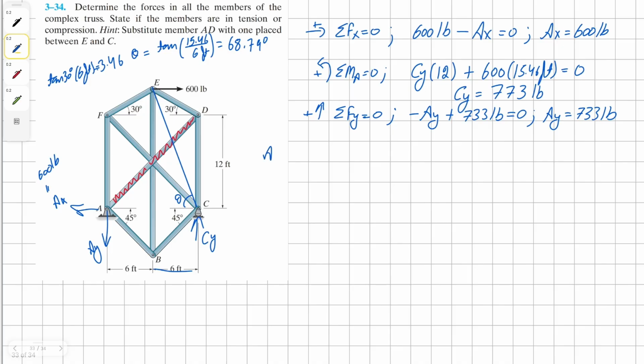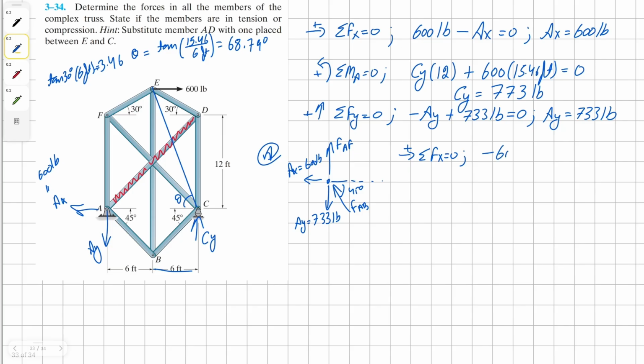Starting with joint A. At joint A, we have external reaction Ay, horizontal reaction Ax, unknown vertical member AF, and then we have another unknown member AB. To solve this, let's sum the forces in x direction in order to find our solution for force in member AB.